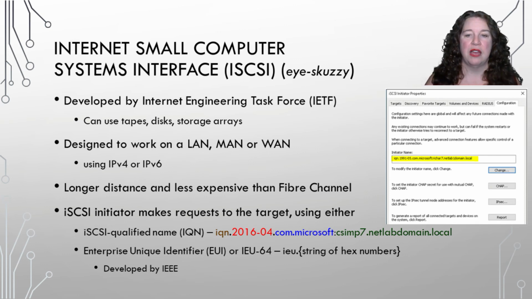Simpson or CSIMP7 netlab domain.local or something along those lines. And this is the initiator name defined to a specific location. You can also choose to use the enterprise unique identifier developed by IEEE, using the IEU and then a series of hexadecimal numbers. It isn't as easily identifiable because they're hexadecimal numbers, but it does give you a unique identifier for a given location.